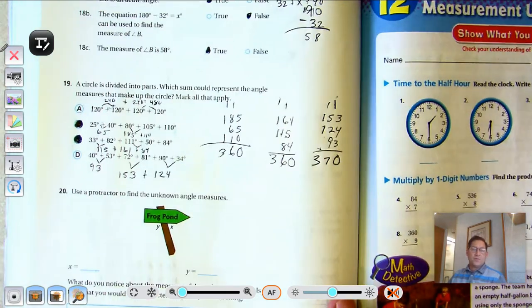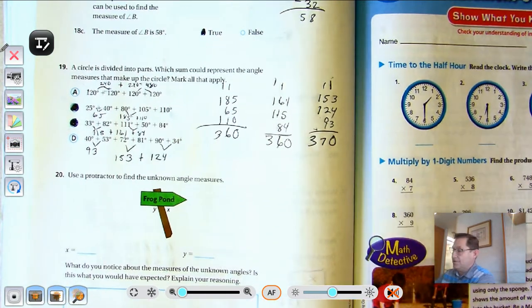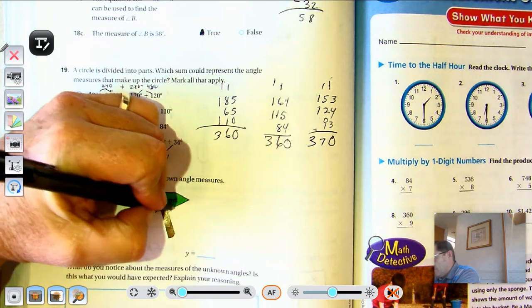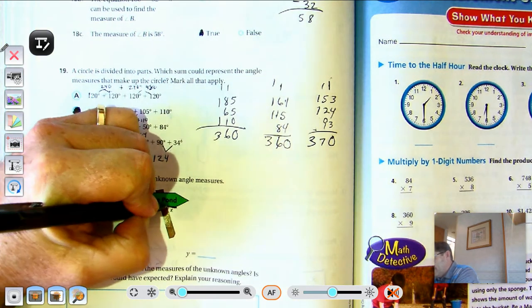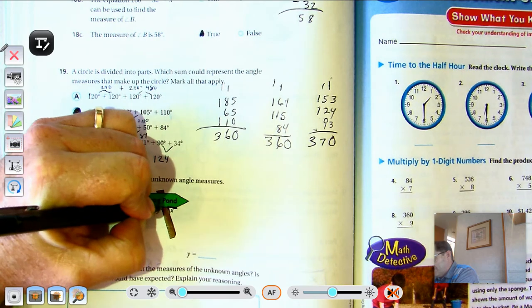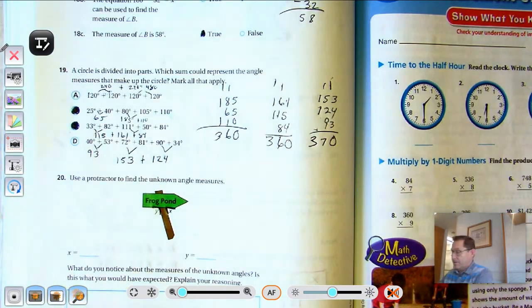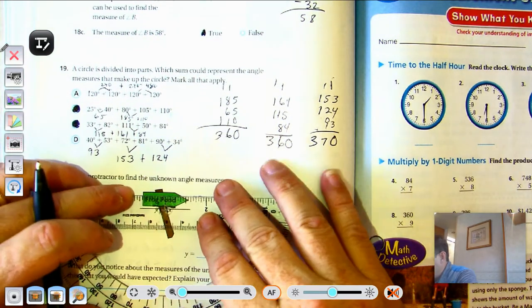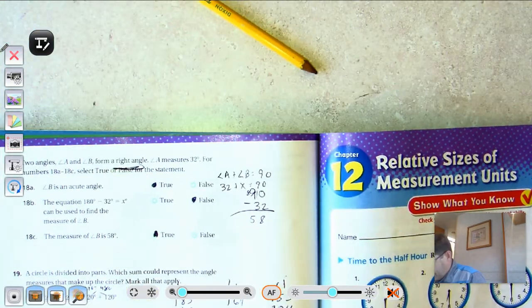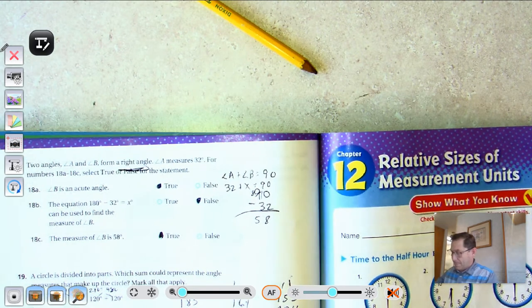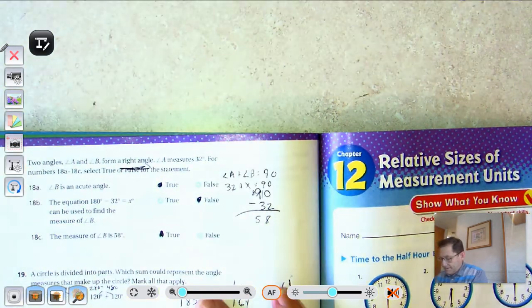And number 20, use a protractor to find the unknown angle measures. Okay, so we need to find this angle and that angle. Okay, so put your protractor on the vertex, the center point on the vertex. I'm going to extend my rays.